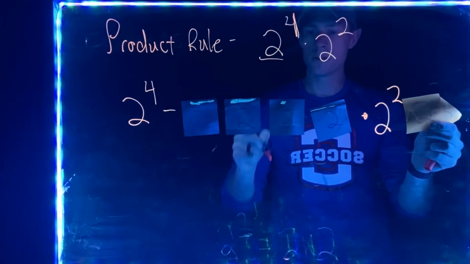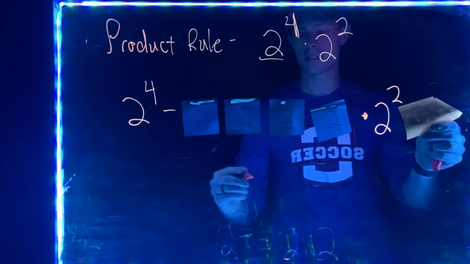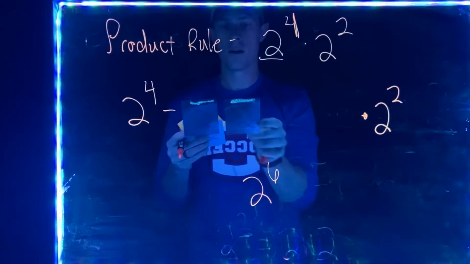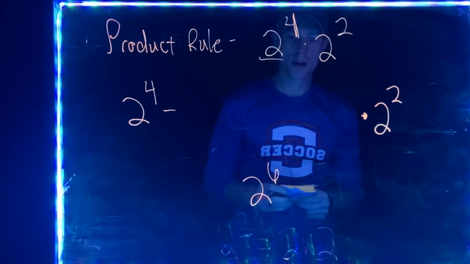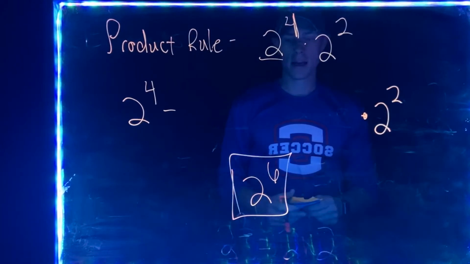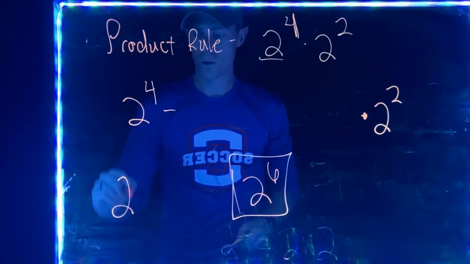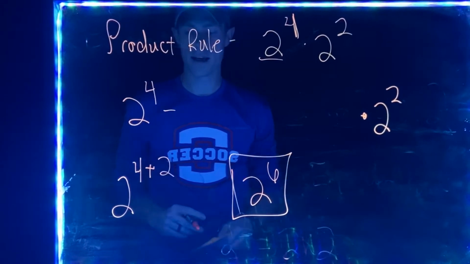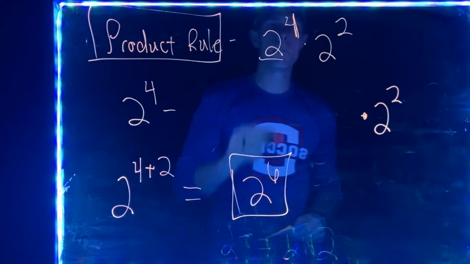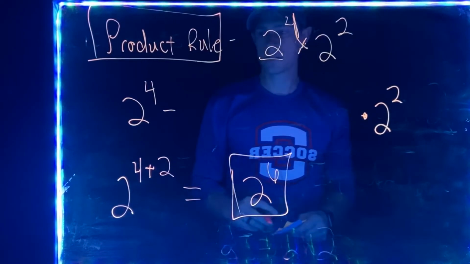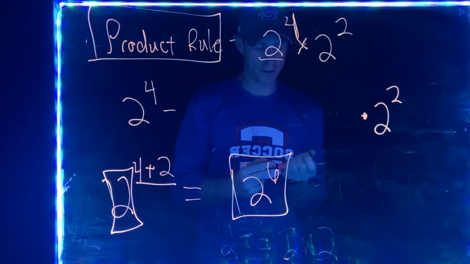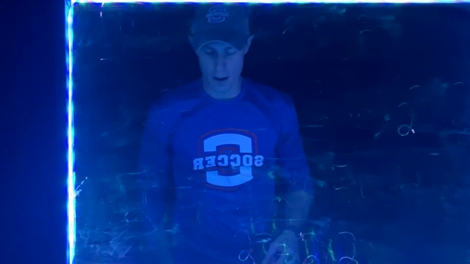We've got a total of 1, 2, 3, 4, 5, 6 sticky notes. Is there a shortcut way to go from 2 to the 4th times 2 to the 2nd and get 2 to the 6th? What if we just take the exponents and we add them? Product rule: when I am multiplying 2 different exponents, I can keep the base and I can add the exponents. Product rule.